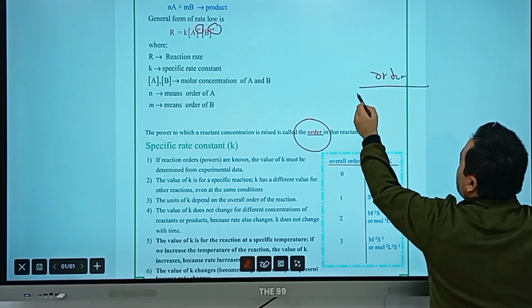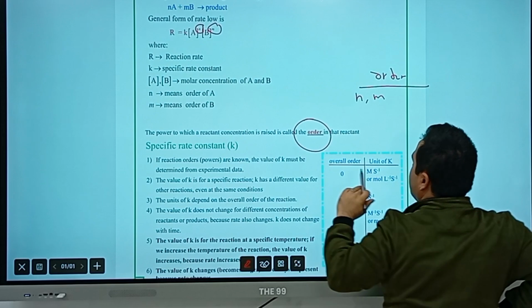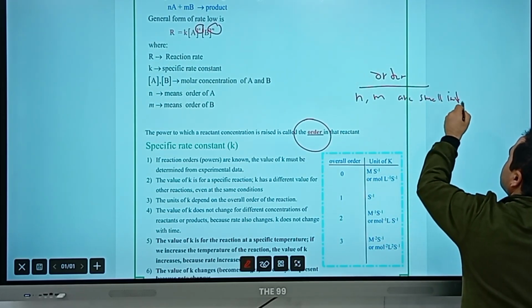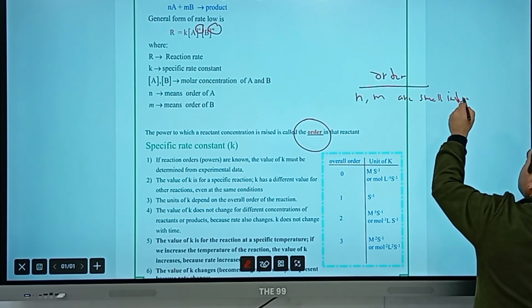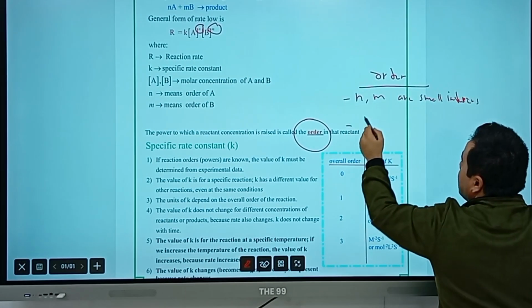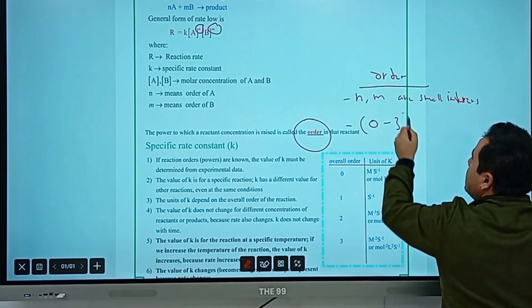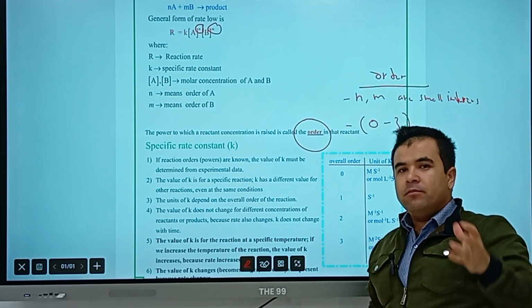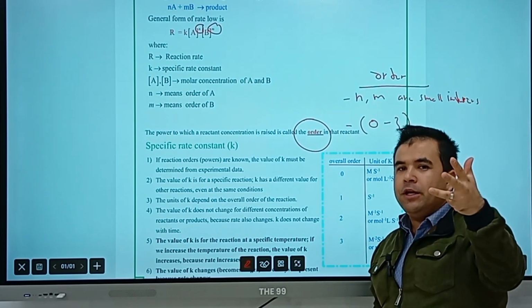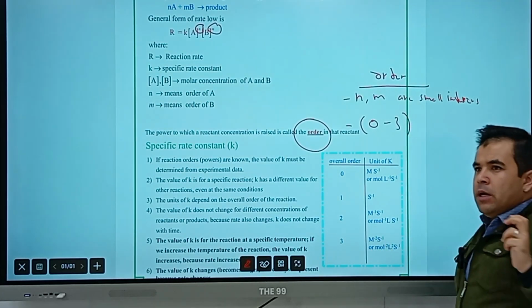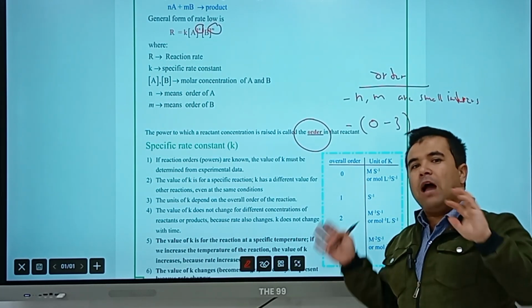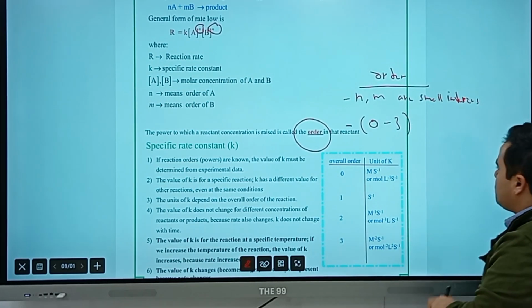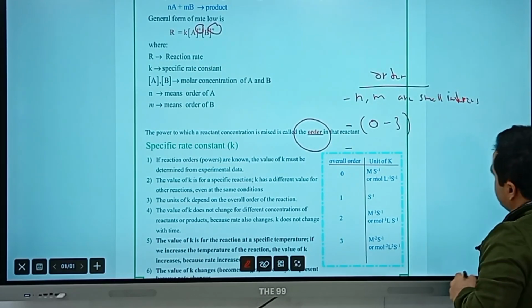Order. N and M are small integers. They must be between 0 and 3. So the orders must be between 0 and 3: 0, 1, 2, 3. We have 4 orders. In our curriculum, we have this range, but outside the curriculum there are rarely orders of 4 and 5, but that's much rarer.